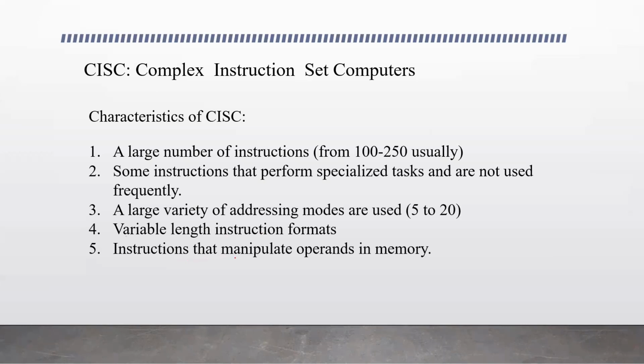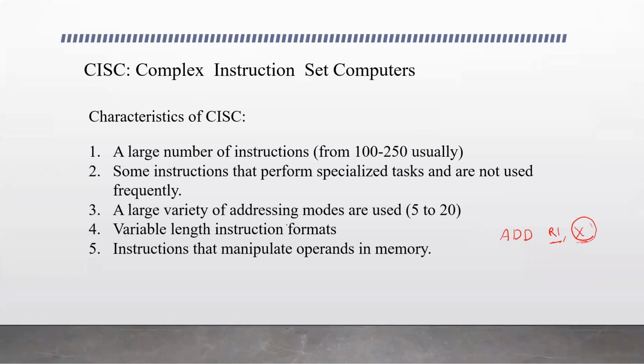And instructions that manipulate operands in memory. This means manipulation operations such as add and others can use the memory reference. In RISC, this is not allowed, but in CISC, manipulations can be done on operands that are stored in memory. If we write ADD R1, X, this means add the content of register R1 to X. Here this is direct memory. The manipulation is performed on the memory operand. This is allowed in these computers.